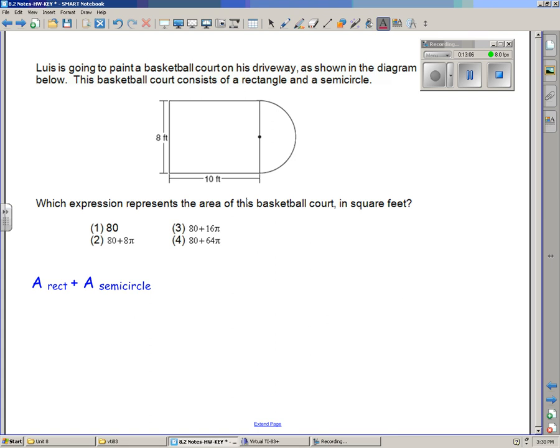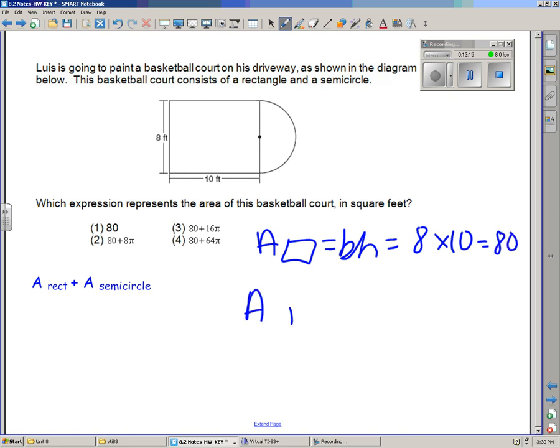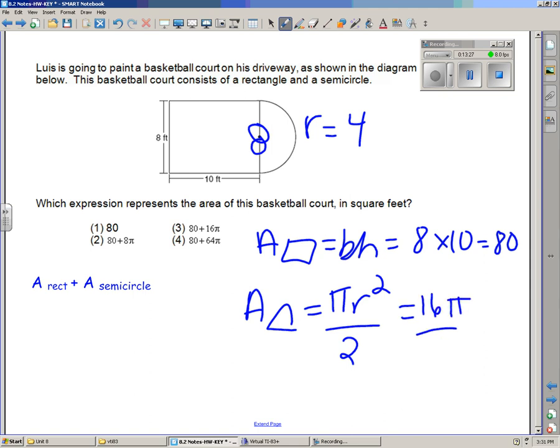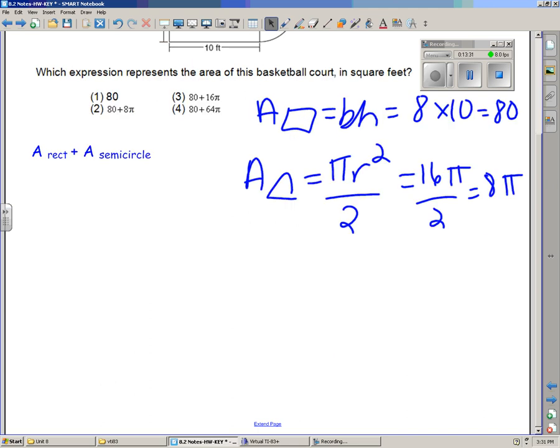The area of the rectangle is base times height, which is 8 by 10, which is 80. The area of the semicircle is going to be pi r squared divided by 2. Remember, the diameter is 8, so the radius is 4. 4 squared is 16, so we're looking for 16 pi divided by 2, or 8 pi. All we have to do is add those two pieces together. So let's see if we can do that.